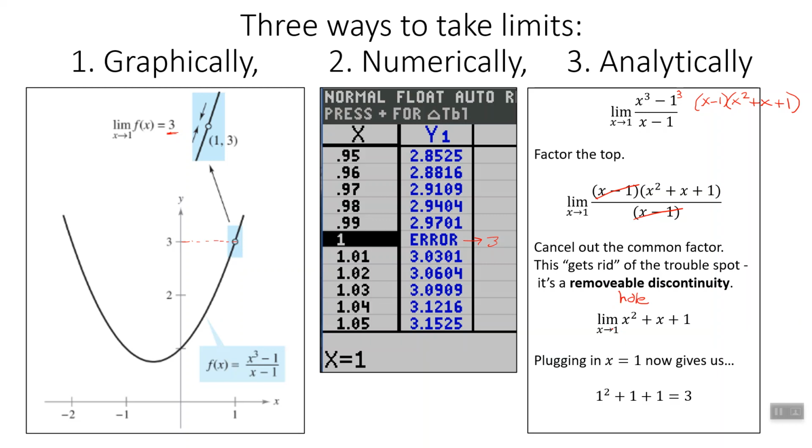So what we're left with is just the limit as x goes to 1 of x squared plus x plus 1. All right, we remove the problem area, so now we could just plug in 1. If we plug in 1, we also get 3. So everything worked out to the same on that one.